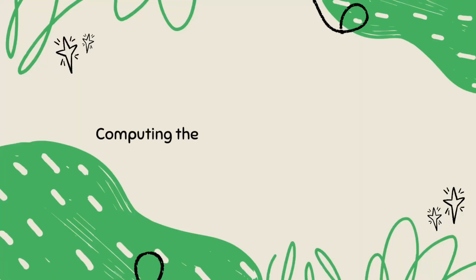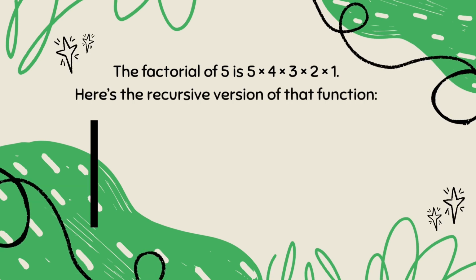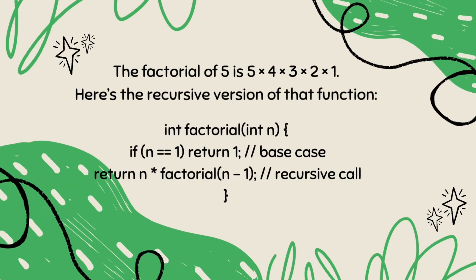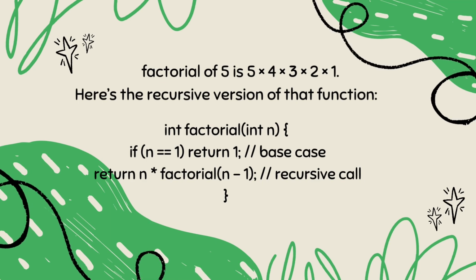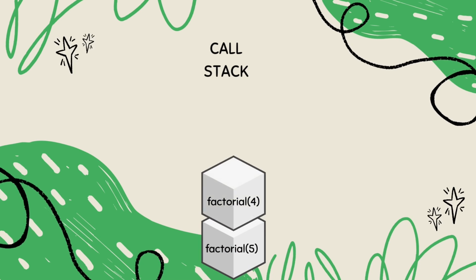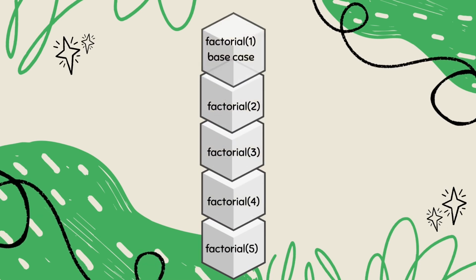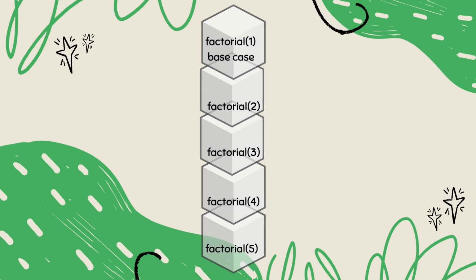Let's try to apply it to some examples. Let's look at computing the factorial of a number. The factorial of 5, for instance, is 5 times 4 times 3 times 2 times 1. Here is the recursive code of that function. When a function calls itself, the computer stores that call in memory on something called the call stack. Each new call adds a frame to the stack until the base case is reached.